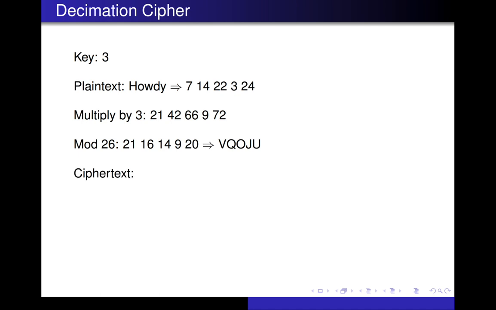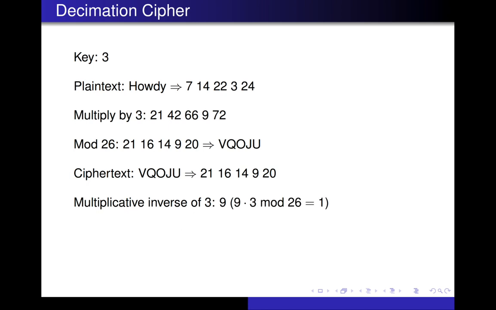Now let's look at what happens when we try to take that ciphertext V, Q, O, J, U and decrypt it using the multiplicative inverse. Hopefully we'll get back to howdy. If not, then this is a bad road that we've gone down. So first thing we're going to do is convert the ciphertext into numbers. Then remember, our multiplicative inverse of 3 is 9. So we're going to multiply, and the reason, again, is because 9 times 3 mod 26 is equal to 1. So we're going to use that to multiply each of those numbers in the ciphertext by 9.